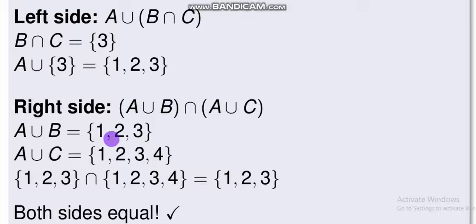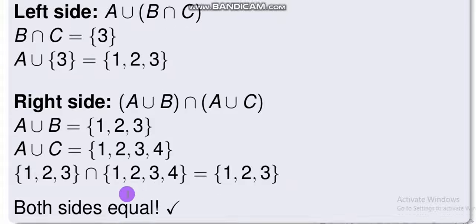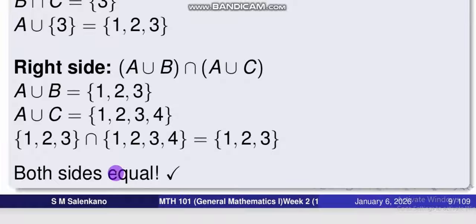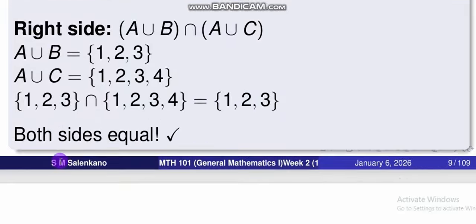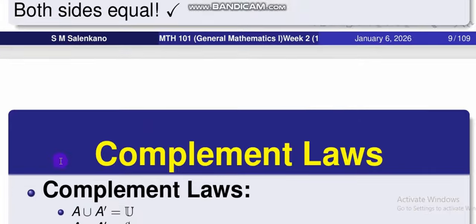You can see that they have 1, 2 and 3 in common, right? So the result will be 1, 2 and 3, and you can see that the right hand side is the same as the left hand side. You see, both sides are equal, so it means that the distributive law is true. Okay, it's true.